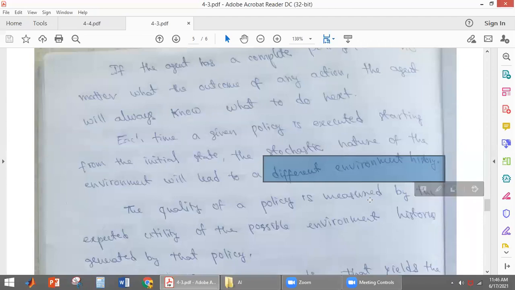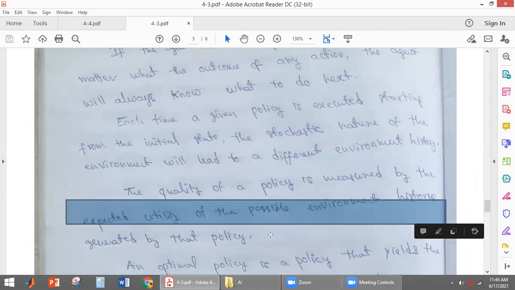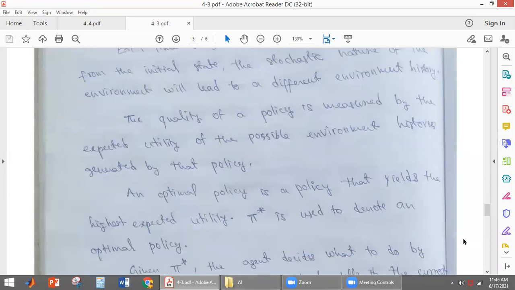So how do you measure the quality of policy? The quality of policy will be measured by the expected value of the environmental history generated by that policy. What is policy? Policy will give you the solution for each and every state of the environment. What is optimal policy? Optimal policy is the policy that gives the highest expected value.